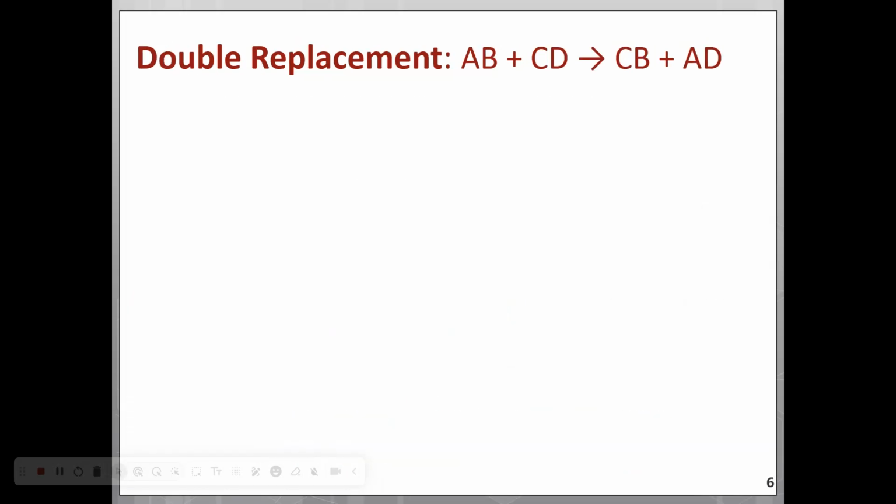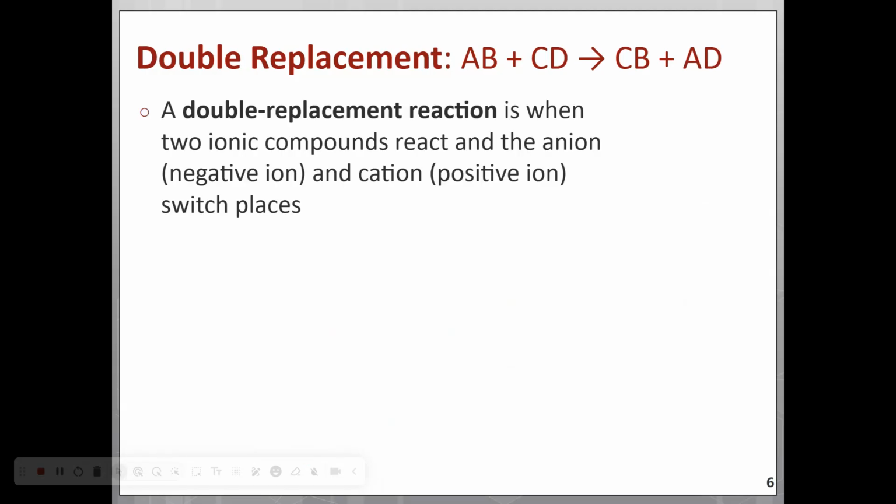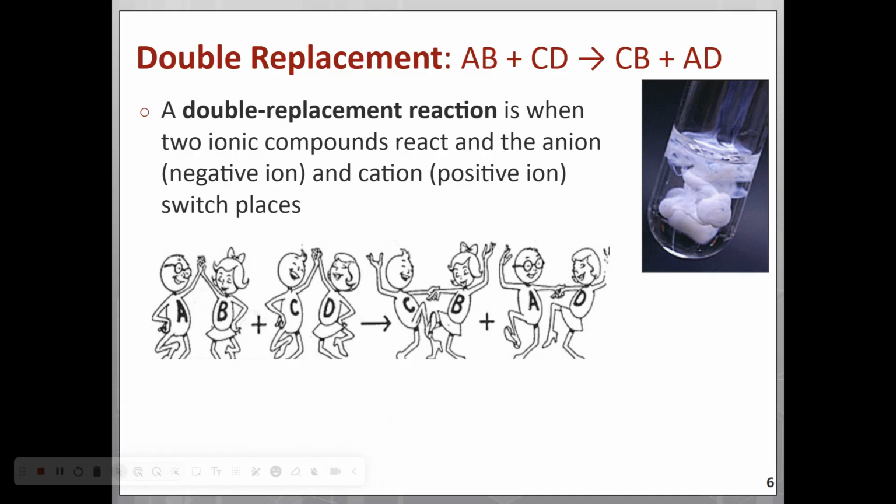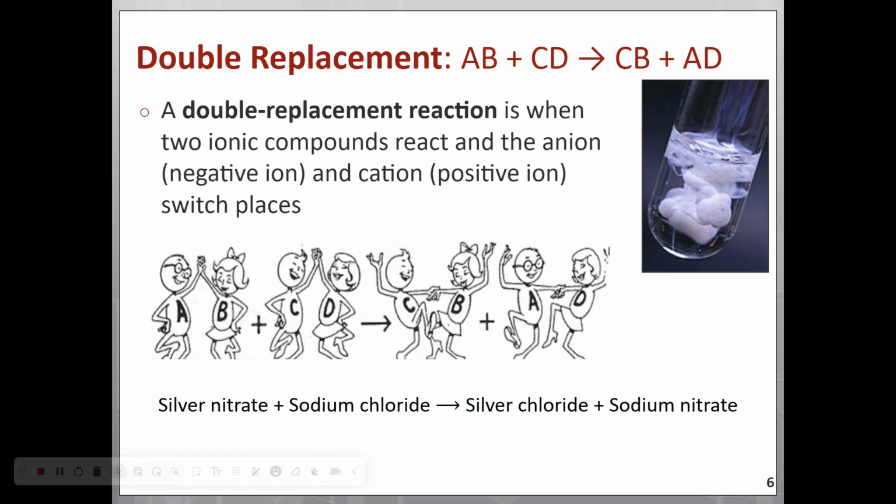Now adding one more layer of complexity is double replacement, but it's the same idea of what we looked at before, aside from the fact that we now have two compounds that are reacting. So two ionic compounds react, and then the anion, remember that's negative, and the cation, the positive ion, will switch places. So to visit our couples, we have two couples, A and B, and C and D, and they're happily dancing along, and simply they switch partners. And so in this case, notice that we often see a precipitate that is formed.